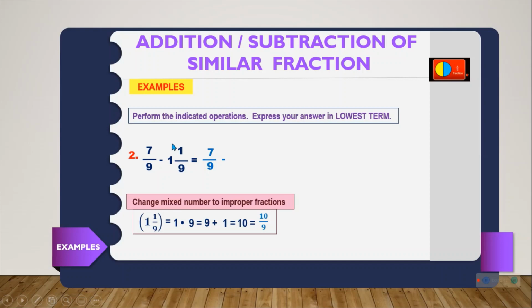So, the equivalent improper fraction of 1 and 1 over 9 is 10 over 9. So, we will subtract 7 minus 10. So, we will subtract the numerators, then copy the denominator. So, here we will use the subtraction rules. So, keep, change, change, right? So, we keep the 7, change the sign to plus, and then this becomes negative.